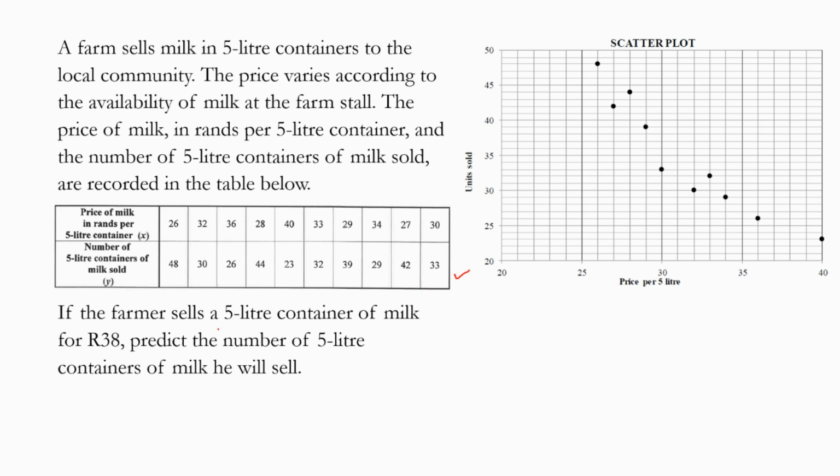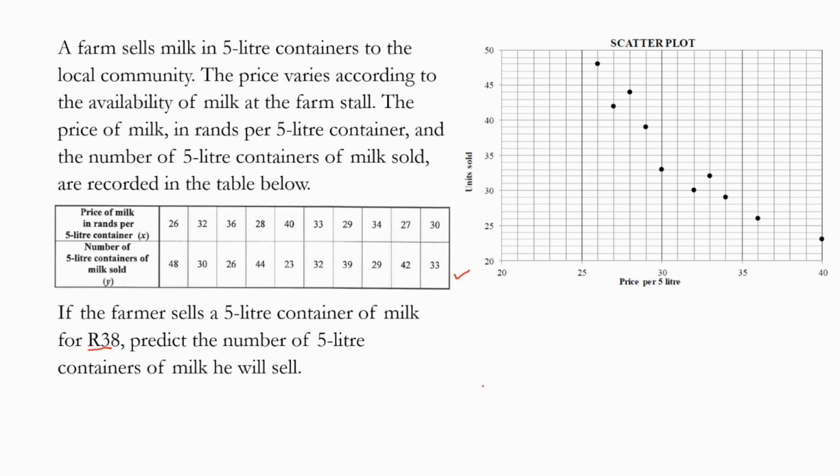If the farmer sells a 5-liter container of milk for 38 rand, predict the number of 5-liter containers of milk you will sell. Okay, right now, if you check, we've done question 2.1, we've done question 2.2, and then we need to apply our answer for 2.2 to answer this question.